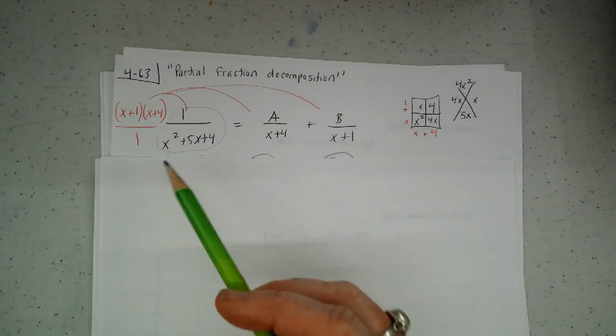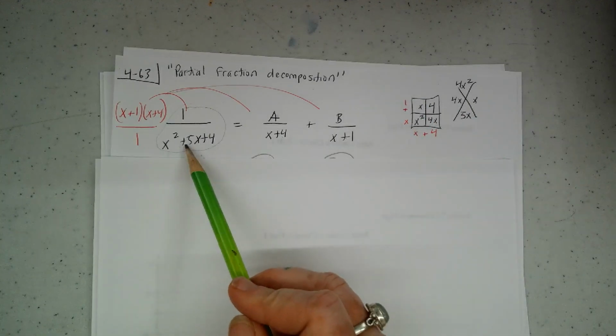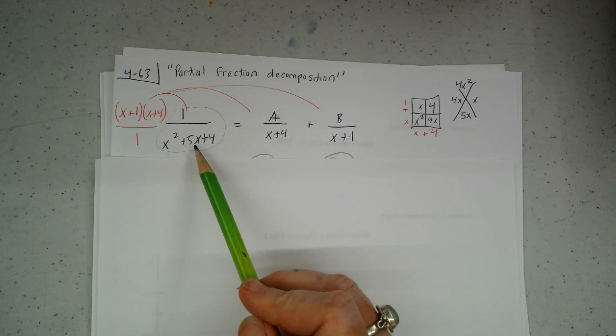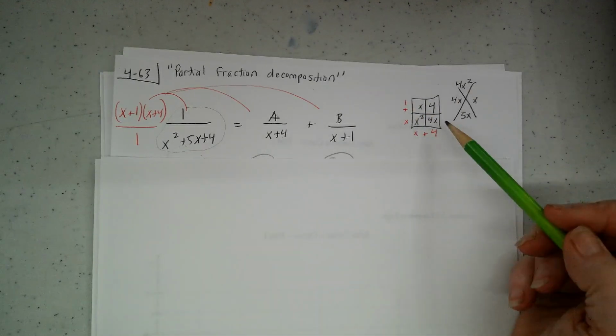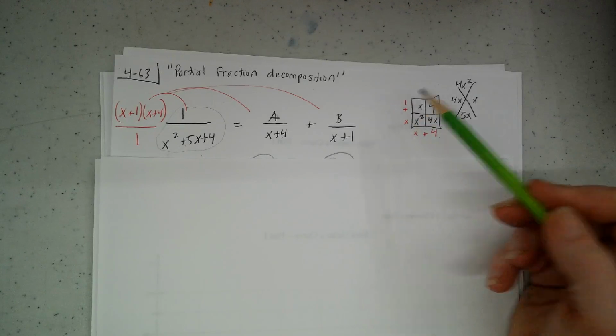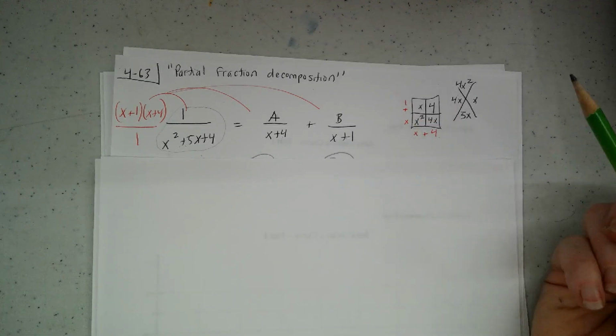So the first thing you want to start doing is look at your denominator and see if you can factor it. And of course, when I took my denominator and factored it, it factored into x plus 4 and x plus 1. So I was very happy about that.